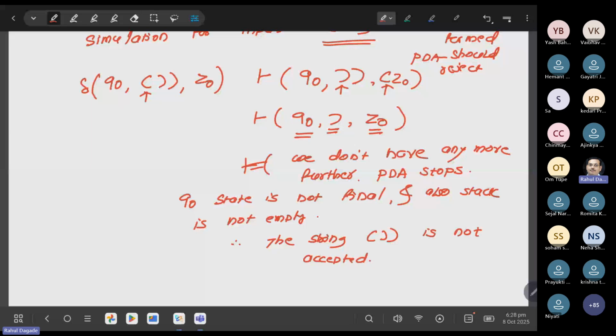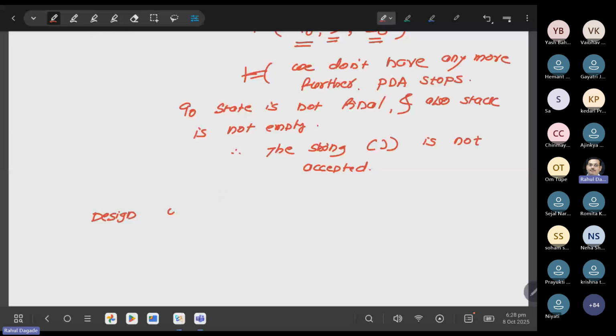Now let us design the same PDA using empty stack. So how will you design it? For empty stack, here we should not have this move.